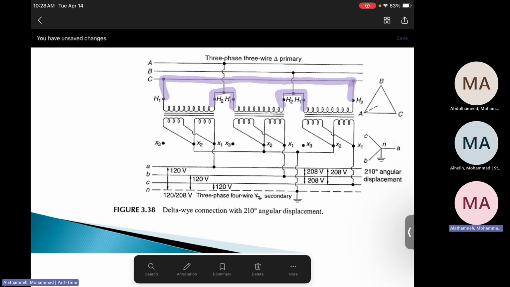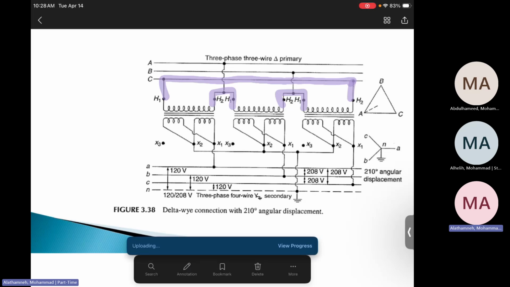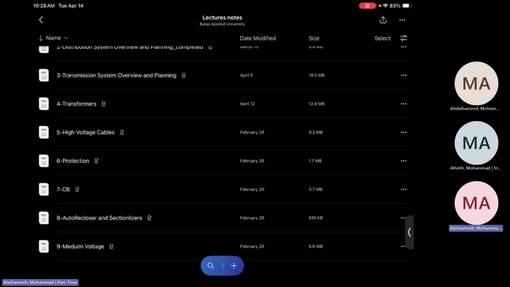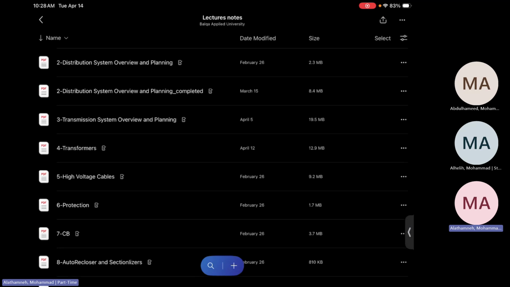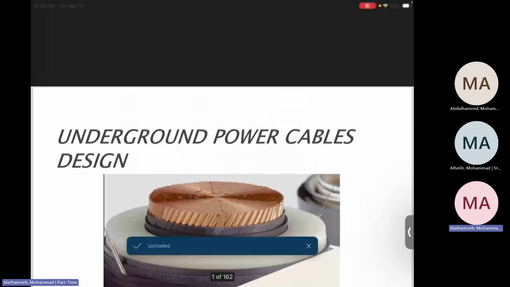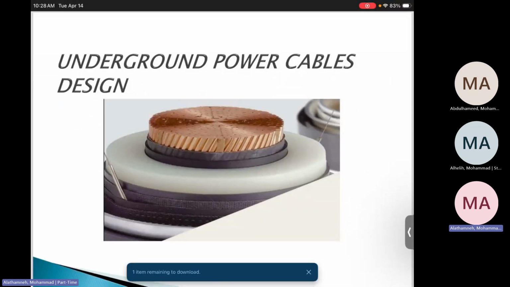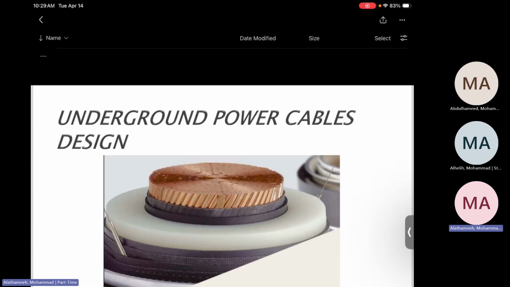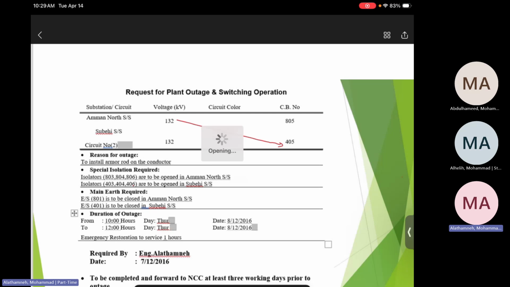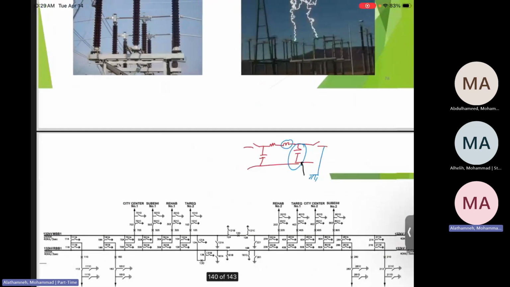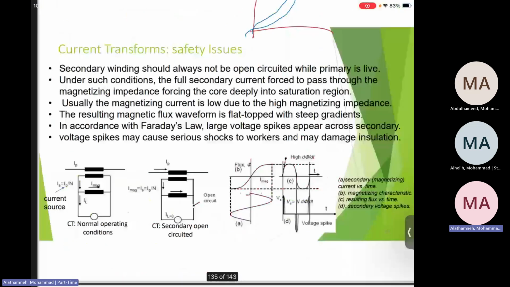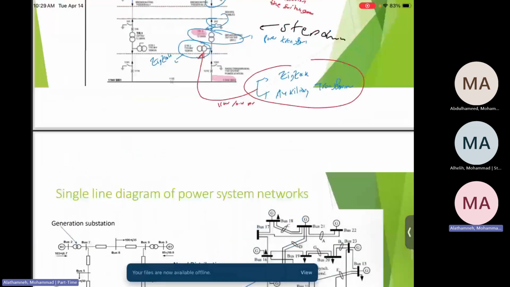Now, let's move to the next chapter, which is related to the high voltage cables. Okay, high voltage underground cables. In the previous chapters, when we discussed the transmission line and system planning, all of them were related to the overhead transmission line, like this.